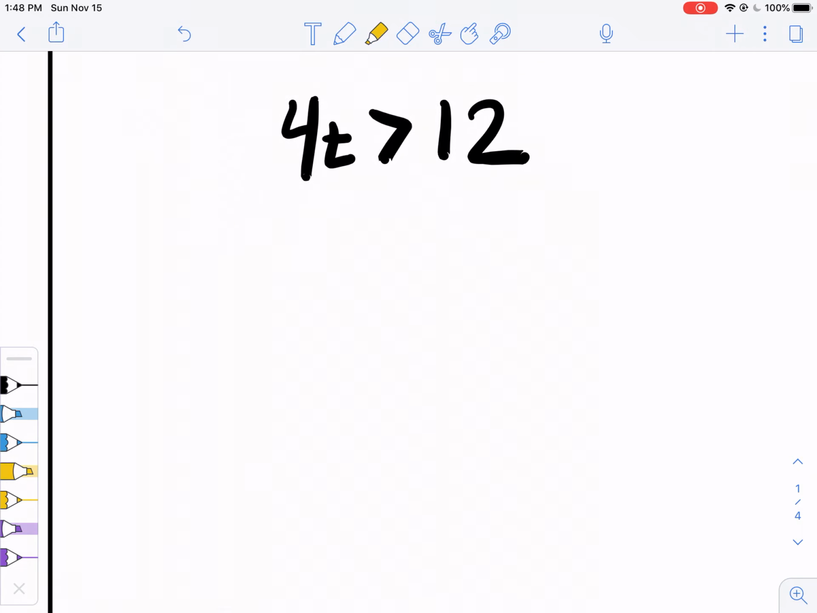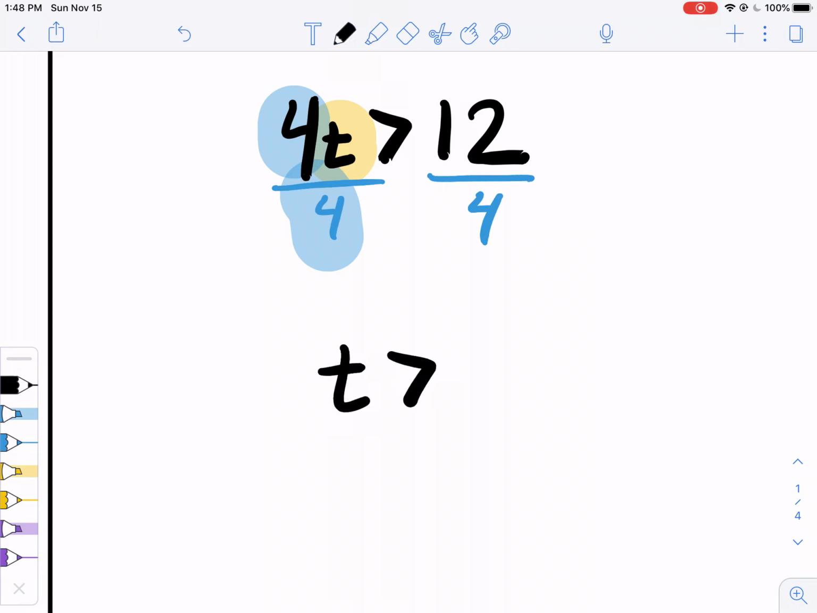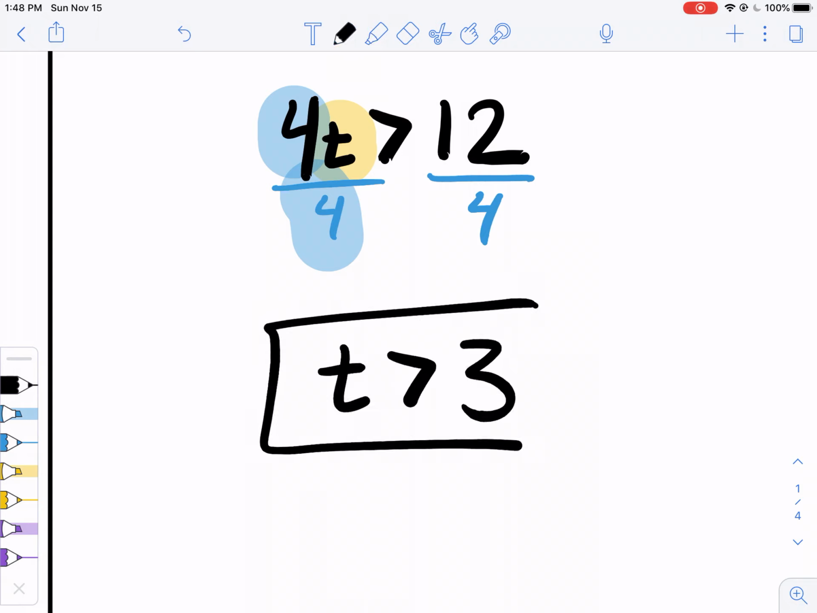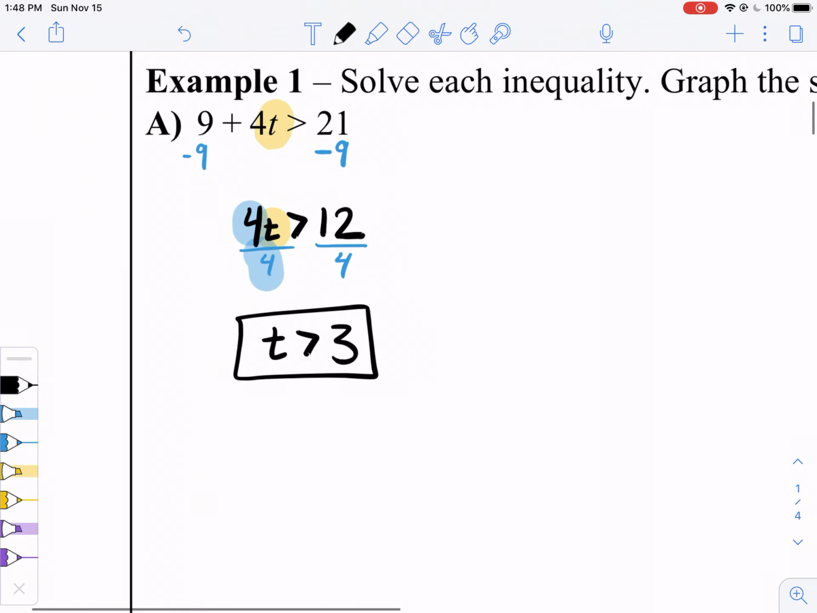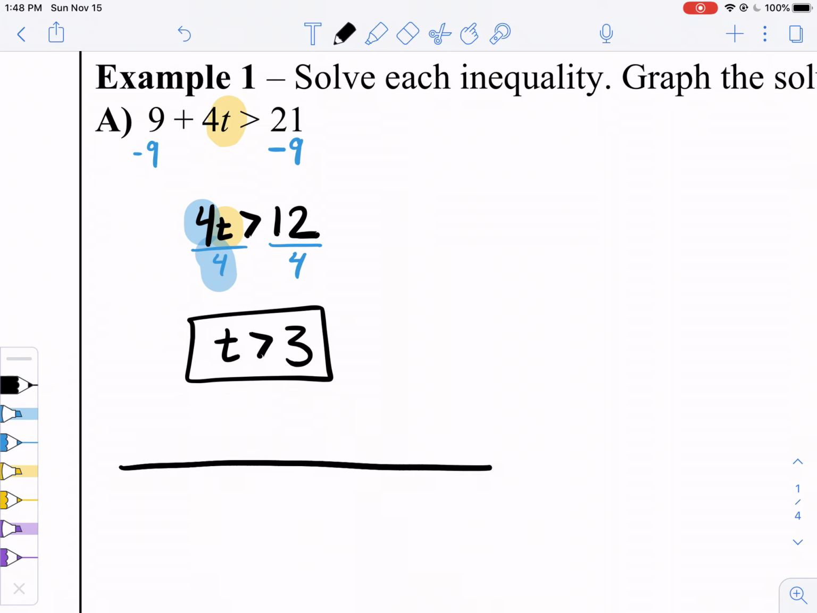So our next step is just solving this inequality. Here we're still trying to get t all by itself, so to do that we're going to divide by 4 on both sides. These 4's will cancel out, giving us t is greater than 3. And that's our solution.